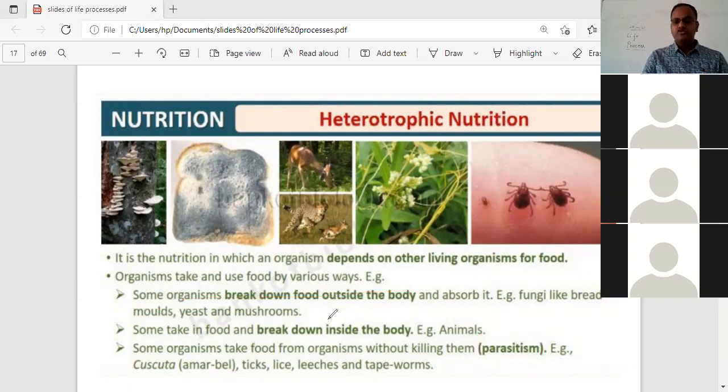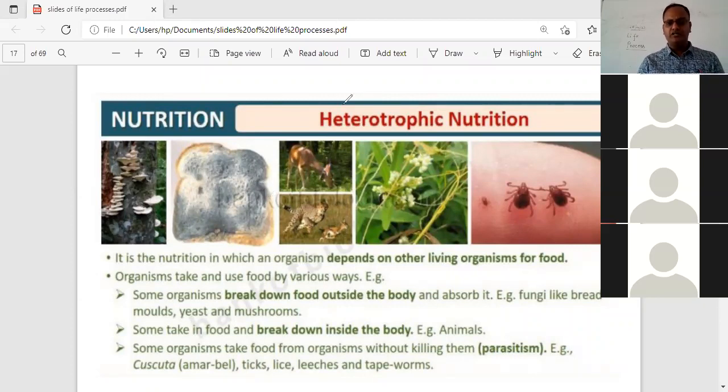And the most important one is holozoic nutrition. What is holozoic nutrition? It is a nutrition in which the organism takes in the food and breaks the food down inside the body, like the animals, the humans. We are taking solid food material and then breaking it for absorption, for assimilation, that is getting the energy from the food into the body of the organism.